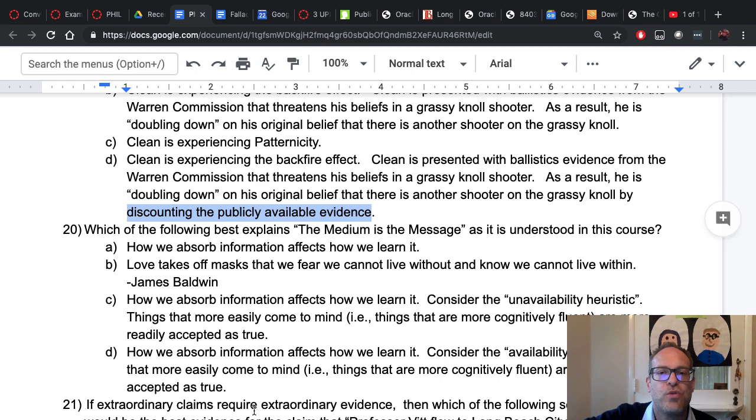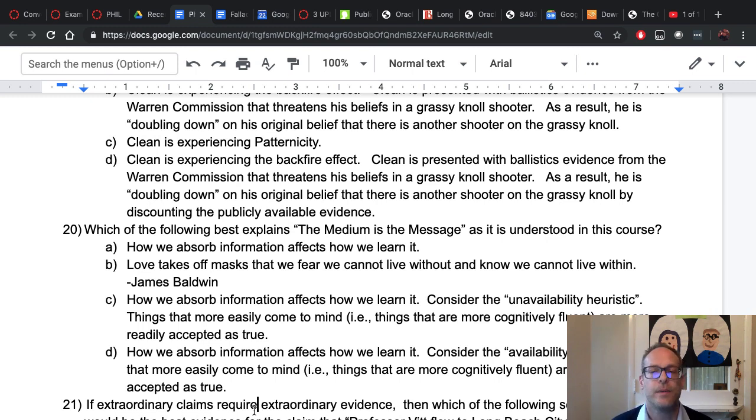All right, number 20. Which of the following best explains the medium is the message as it is understood in this course? A, how we absorb information affects how we learn it. B, love takes off masks that we fear we cannot live without and know we cannot live within. James Baldwin. C, how we absorb information affects how we learn it.